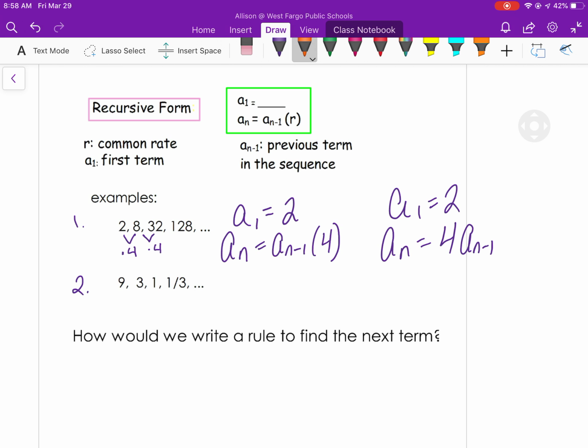In the second example, from 9 to 3, we're dividing by 3. Remember, that's the same thing as multiplying by 1/3. So I'll tell you the first term is 2. And then you get the next term by taking 1/3 times the previous term. So 1/3 times a sub n minus 1.